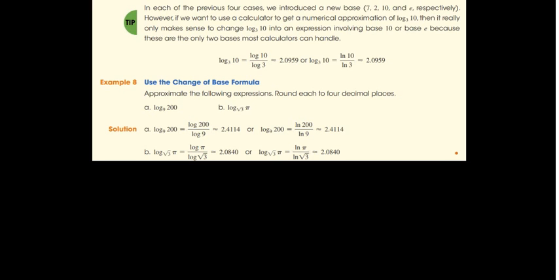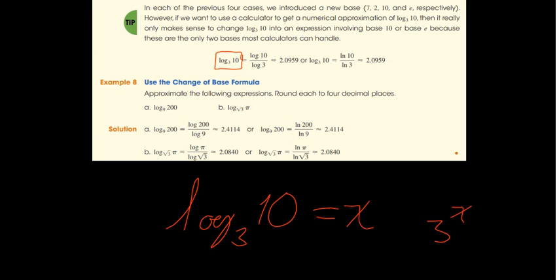Okay, so notice how if we were to change log base 3 of 10, we need to figure out what value it is. So again, if it says evaluate log base 3 of 10, you would say, okay, 3 raised to what power will give me 10, right? Because we said 3 raised to the x power is equal to 10.